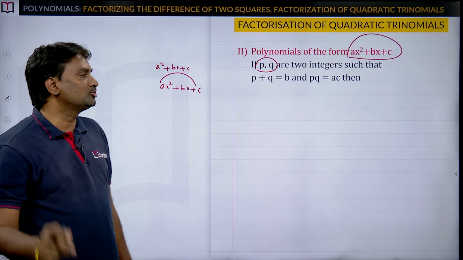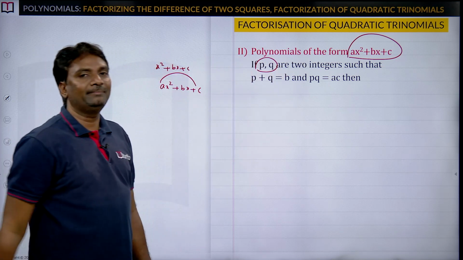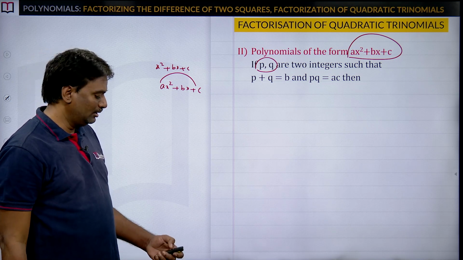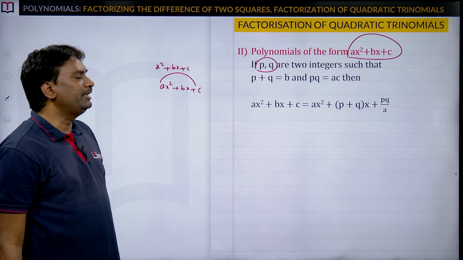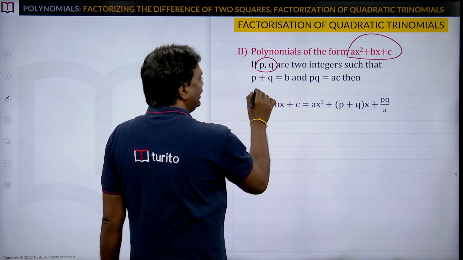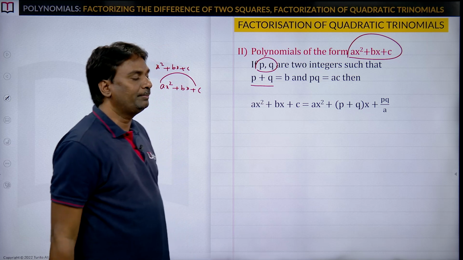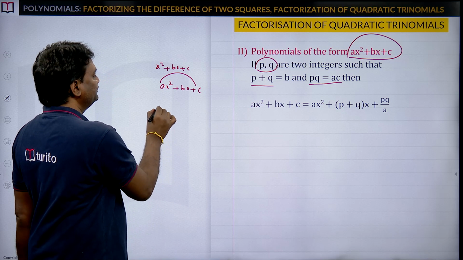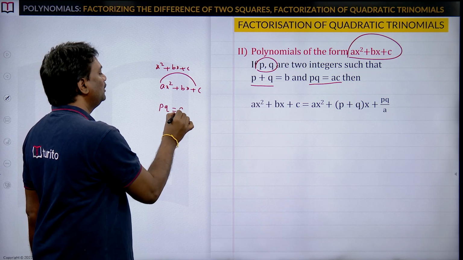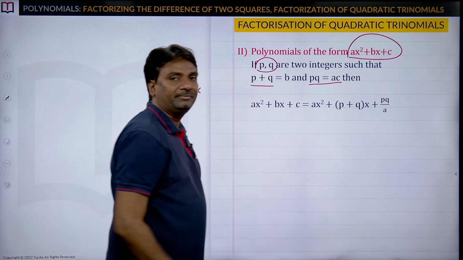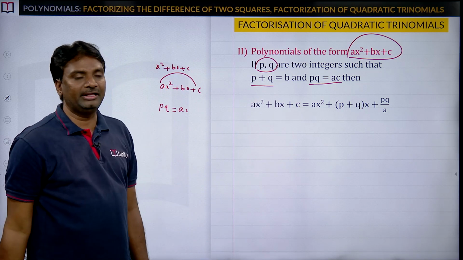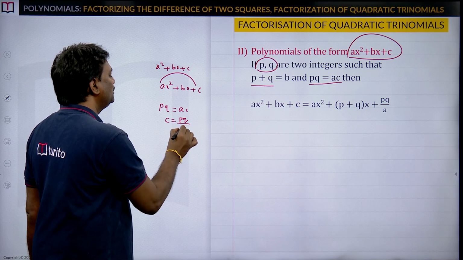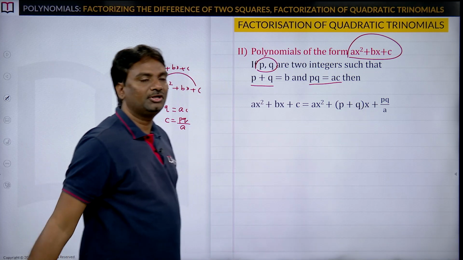By adding those two numbers, you must get the middle term b. So, p plus q equals b and pq equals ac. Then we can write ax square plus bx plus c equals ax square plus (p plus q) into x plus c, writing p plus q in place of b. Since pq equals ac, dividing both sides by a, you will get c equals pq by a.